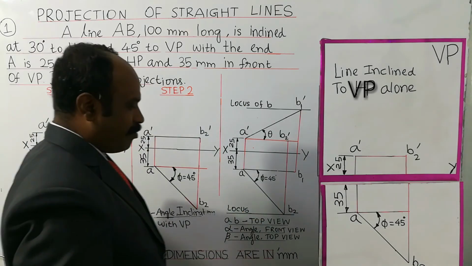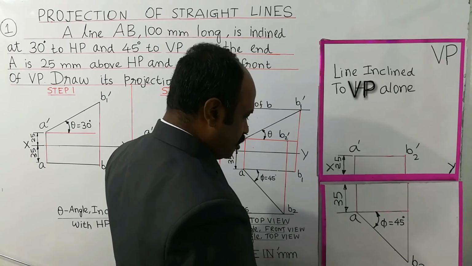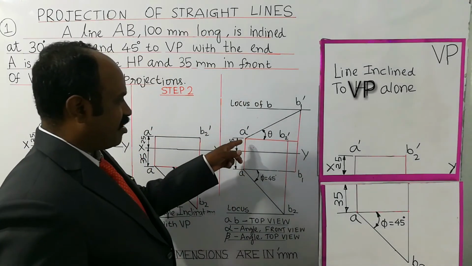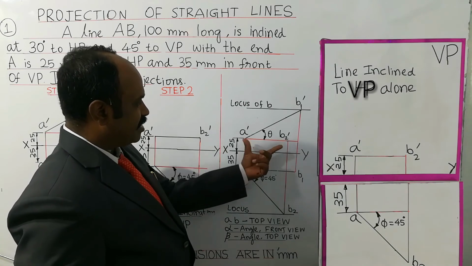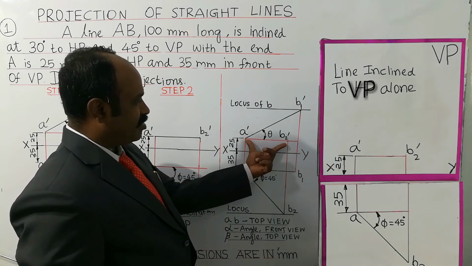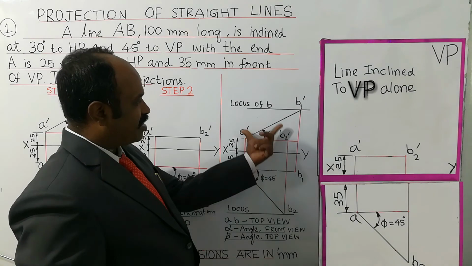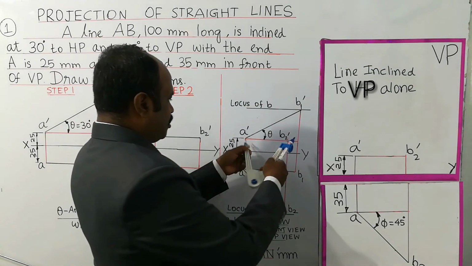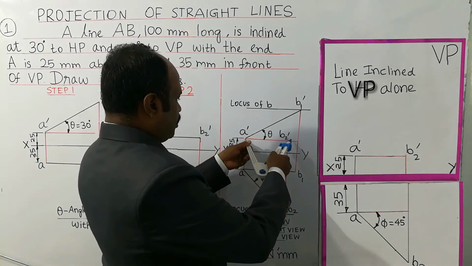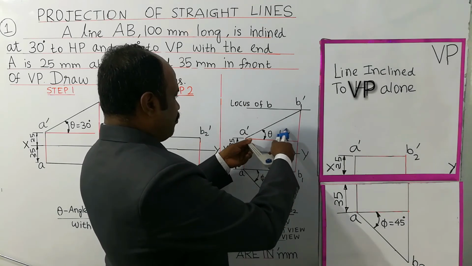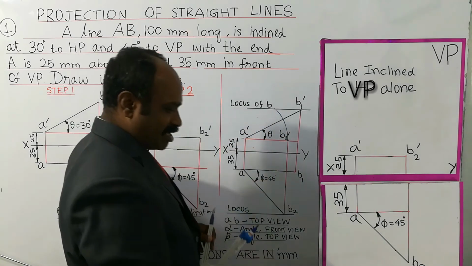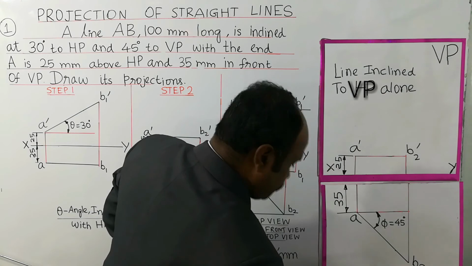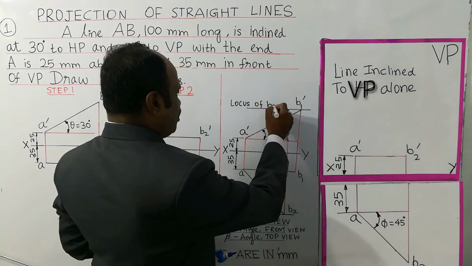So take your compass, keeping A dash as the center and B2 dash as the radius. A dash and B2 dash as the distance in your compass. Draw an arc like this upward. Where this arc intersects with the locus line, that point of intersection is marked as B dash.